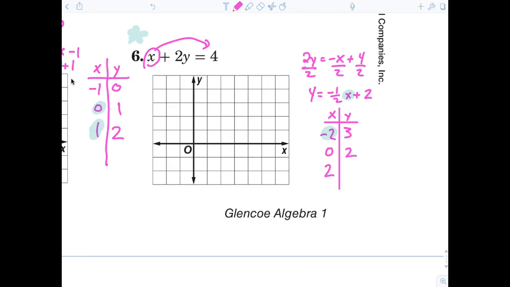Now, if you recognize, there are always patterns. From 3, 2, the next number is probably a 1, but we're going to verify that. If I plug 2 in, what's 2 times negative 1/2? -1. And then -1 plus 2 is 1. All right, now let's graph those: -2, 3; 0, 2; 2, 1. And now make your line.